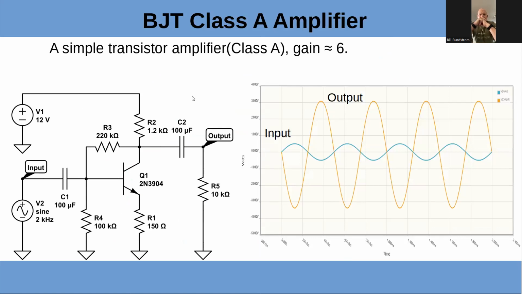Here's a typical class A transistor amplifier, which I did in circuit lab, and plotted the output. So you can see the input signal there in blue, and the output is the gold or yellow one. So it had a gain of what? We got about half a volt peak in and a little over 3 volts peak out. So about, well, in fact, up here it says gain 6.